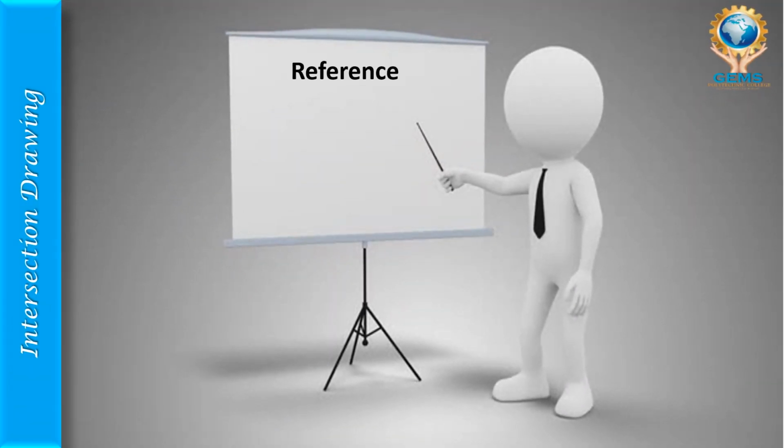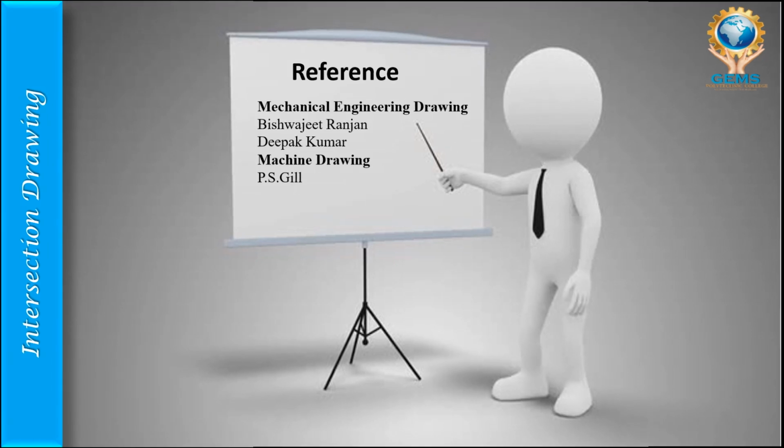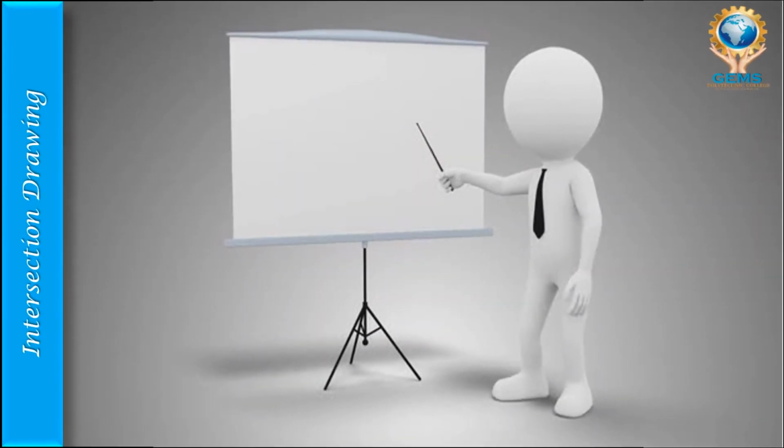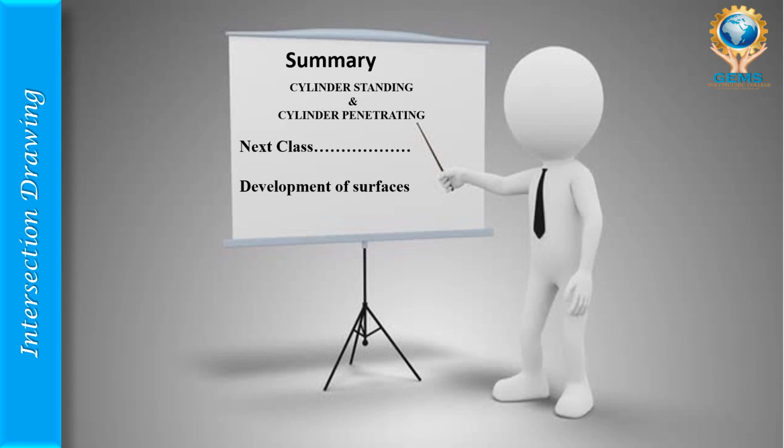For this, we have taken references from Mechanical Engineering Drawing, written by Vishwajit Ranjan and Deepak Kumar, and also Machine Drawing, written by PS. The summary is that in this class we have seen the cylinder standing and cylinder penetrating. This is the last lecture of intersection of solids. In the next lecture, we are going to see another topic, unit 3, development of surfaces. One will be theory, and as usual the same 7 drawings we are going to see.